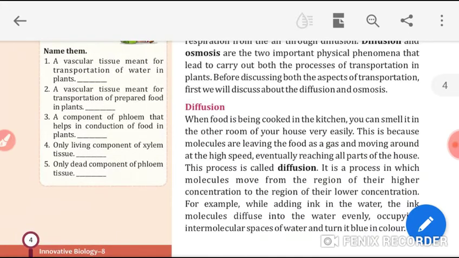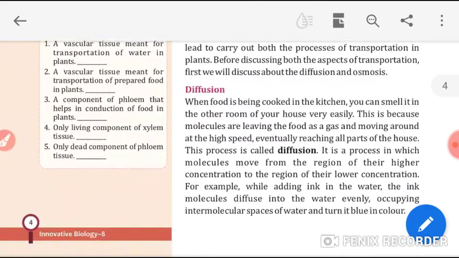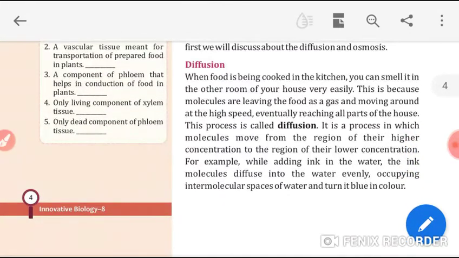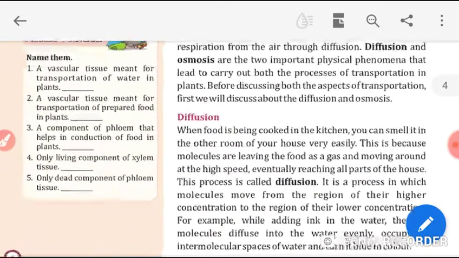So, students, we will continue our chapter number 1 with Assess Yourself. Students, this exercise is on page number 4. So, we will continue with it.